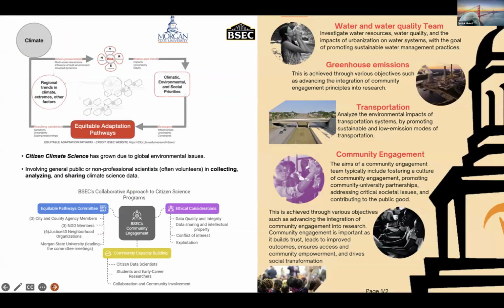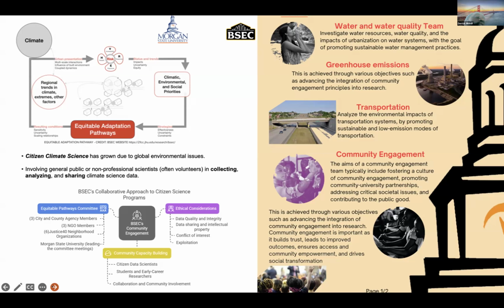So one of the key components of BSEC is built based on the equitable adaptation pathways, which focus on the climate, environmental, and social priorities, and to involve this community here in Baltimore. And one of the main teams of BSEC is the community engagement team, which connects with the Equitable Pathway community that is composed of city and community agency members, NGO members, Justice40 neighborhood organizations. And Morgan State University has a role to lead these community meetings periodically.